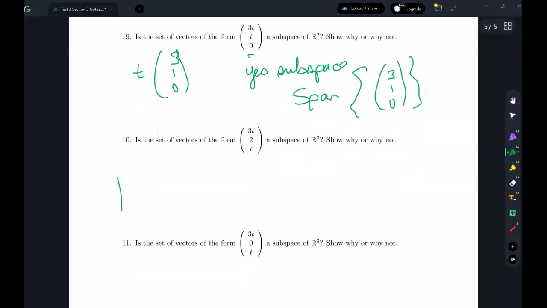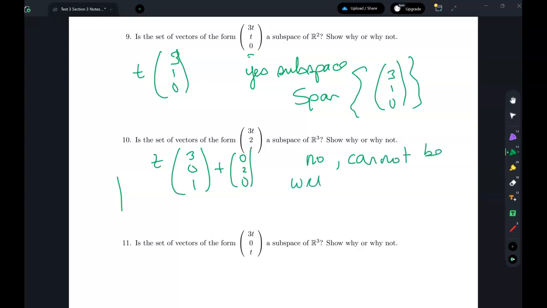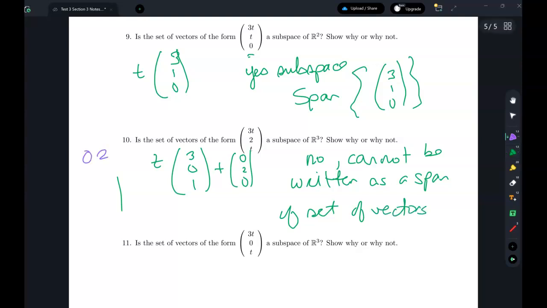How about this one? If I factor out a t, I get a 3, a 0, and a 1, and I'd have to add on that constant. So no, it cannot be written as a span of a set of vectors. Or I could say there's no zero vector, right? We say no zero vector because I could let t equal 0, but that still gives me a 0, 2, 0, and that's not the 0 guy.